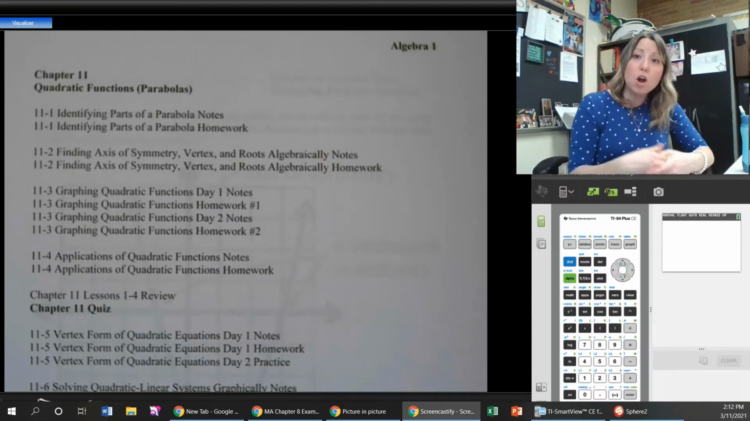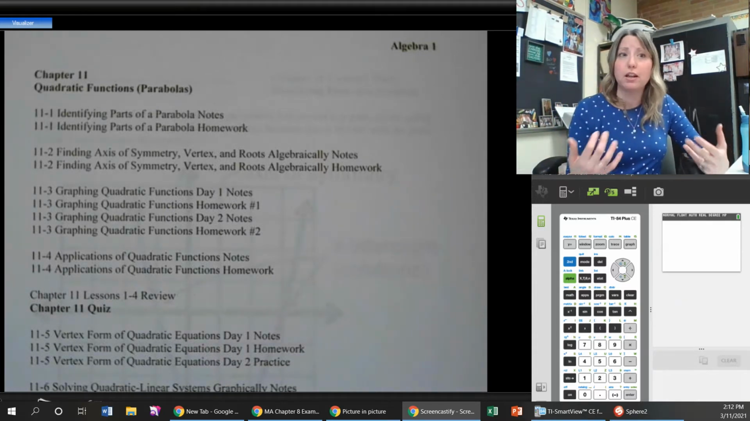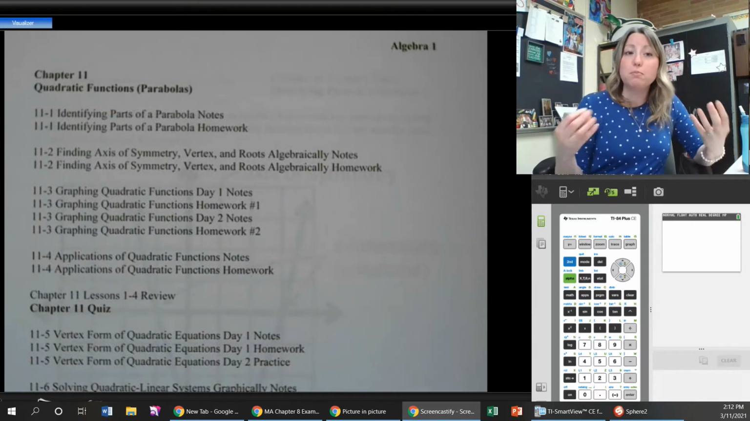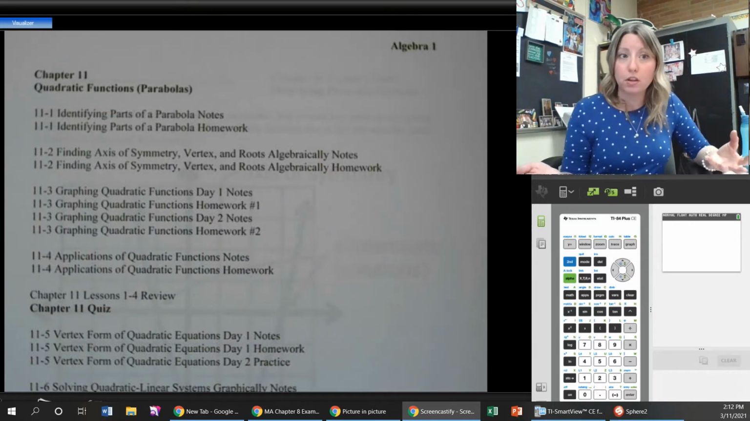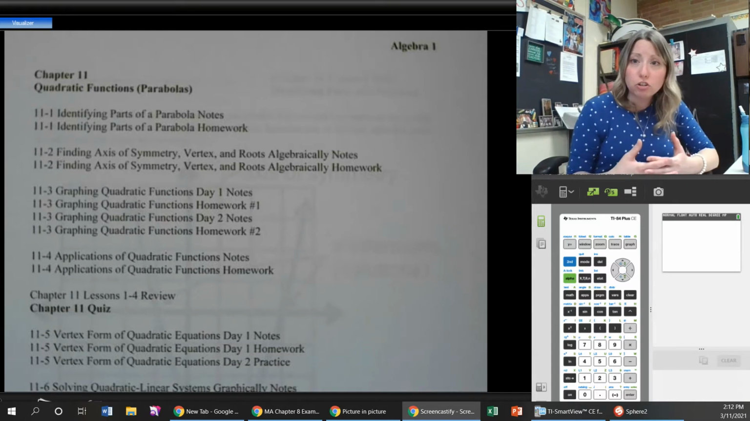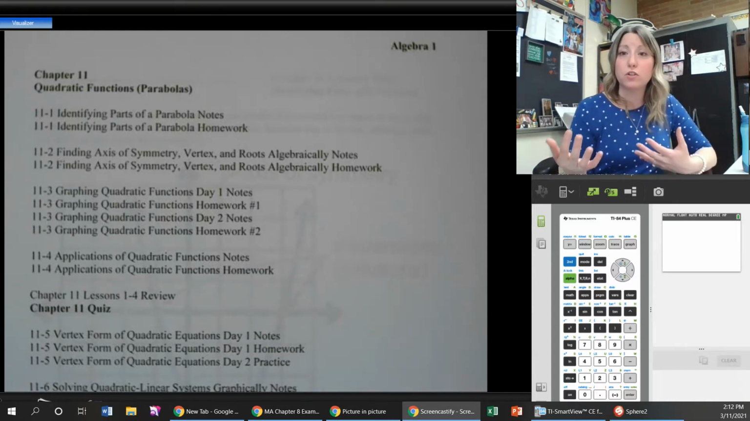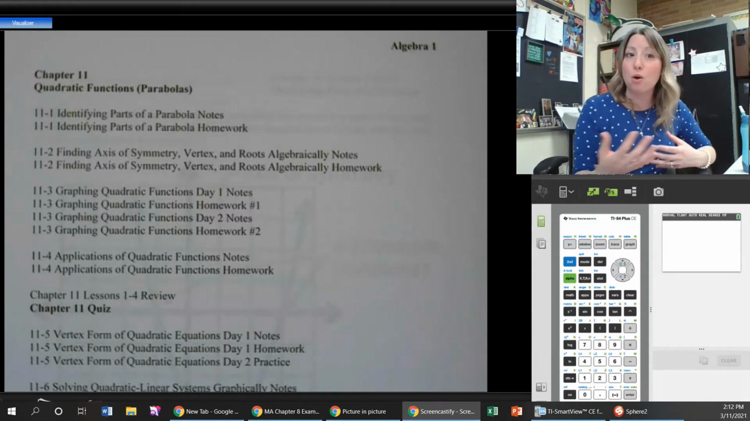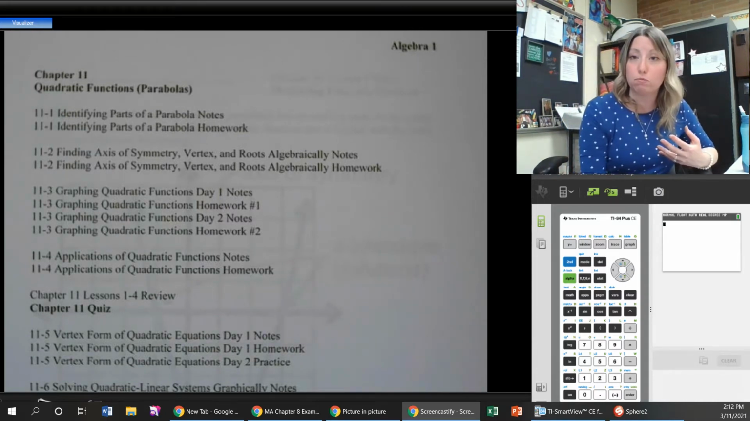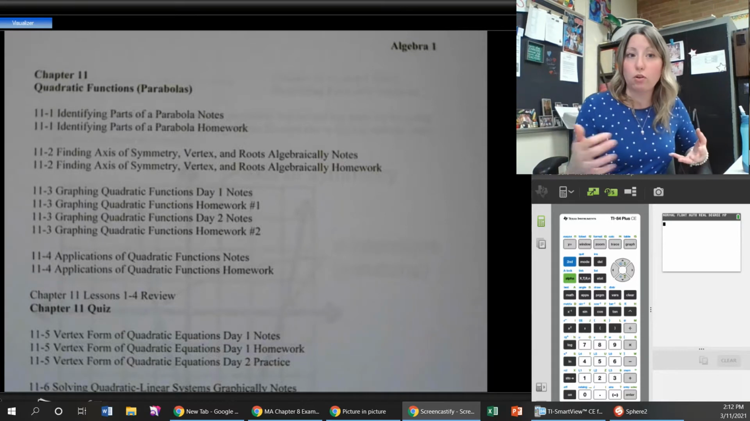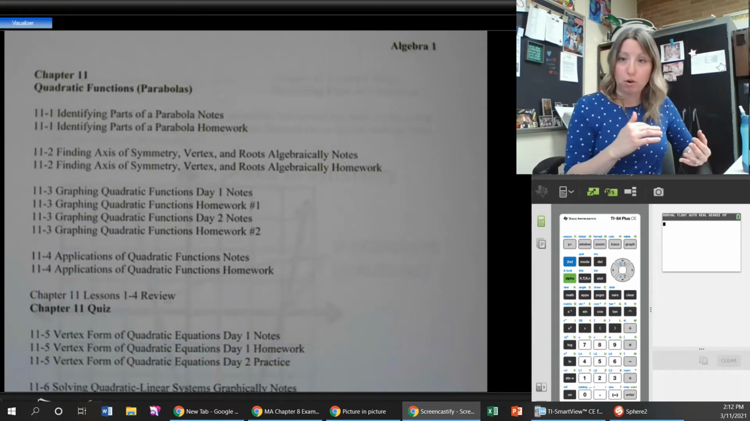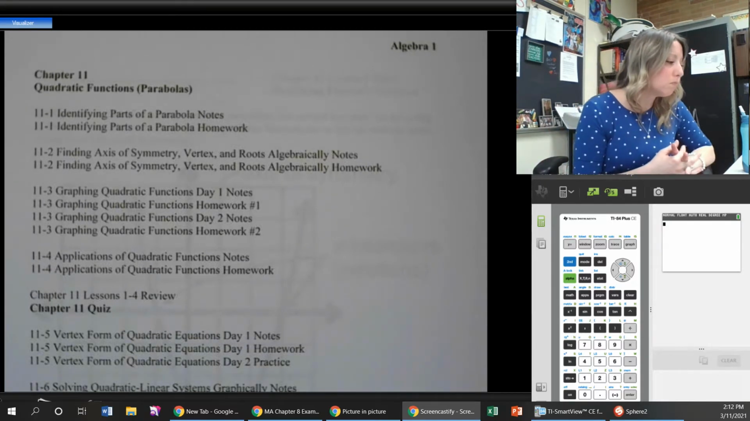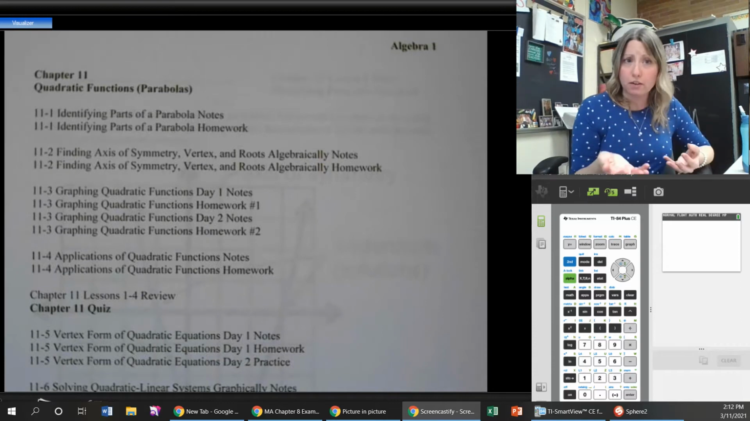Well, now we're going to have two variables present and x is squared. This makes it a function. And when we're dealing with quadratic functions, I will also refer to them as parabolas. So I'll go back and forth as far as how I reference the fact that I'm looking at quadratic functions and parabolas, right? We're going to start today with identifying parts.